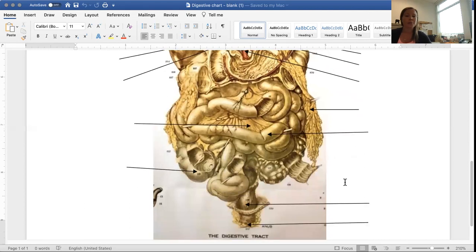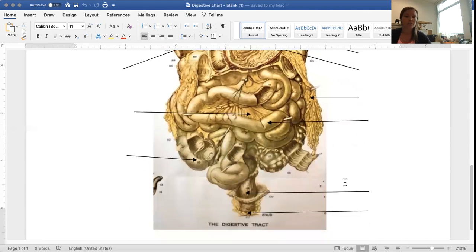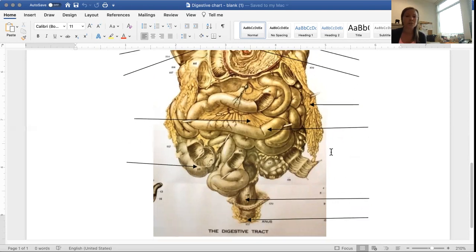And then down here at the bottom are several structures that are part of the digestive system. There are two membranes that you can see. This fatty membrane is called the greater omentum. This is called the mesentery. This membrane binds the small intestine together and also attaches it to the posterior abdominal wall.